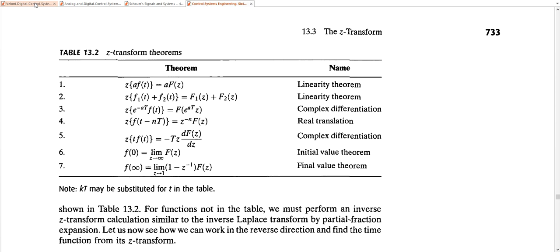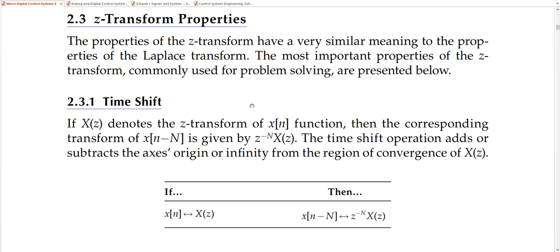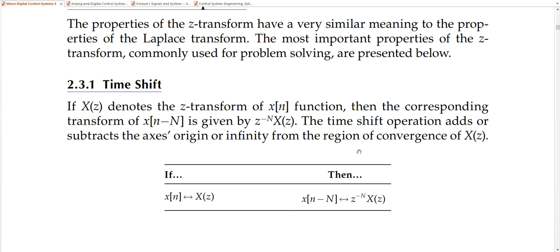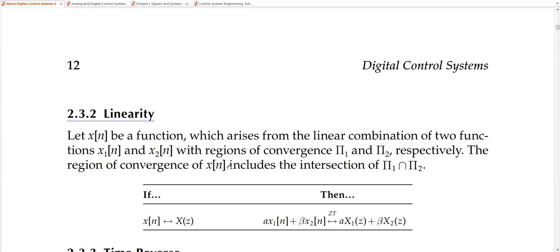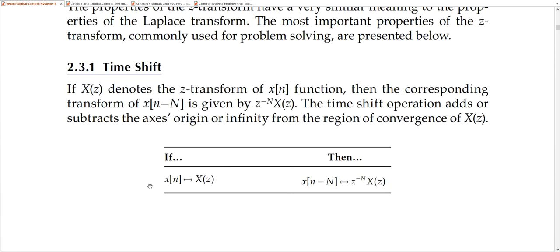Let's focus here because the explanation is simple. Number 1, time shift. If X(z) denotes the transform of an x(n) function, then the corresponding transform of x(n minus capital N) is given by z to the negative N times X(z). So what does this mean? For example, x(n), let's say.